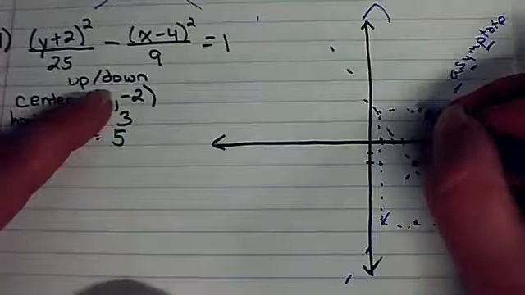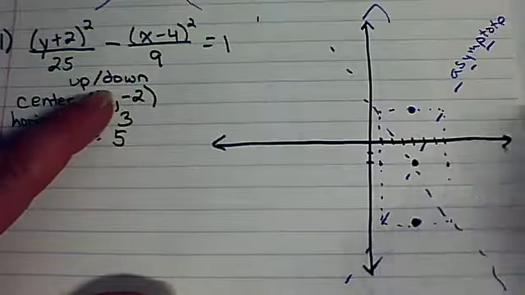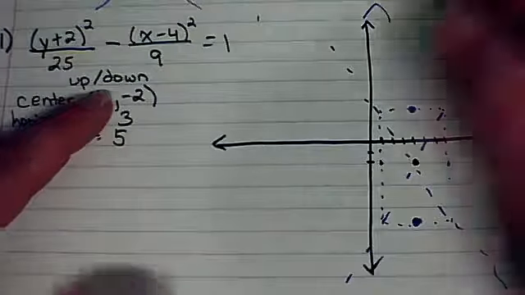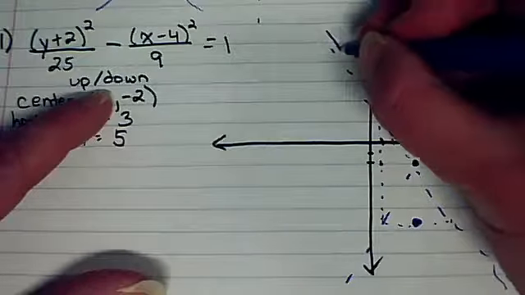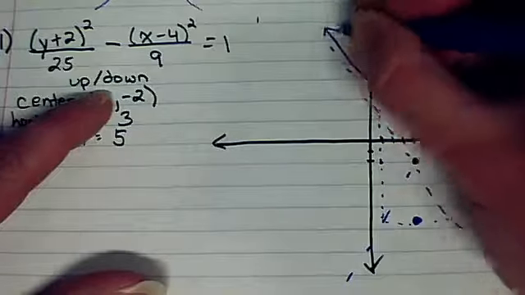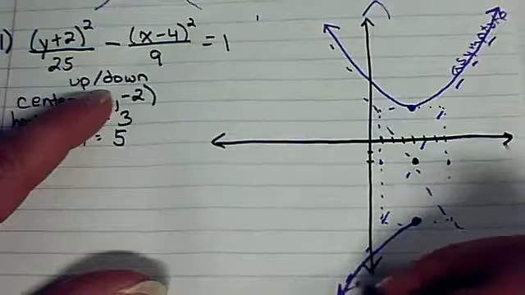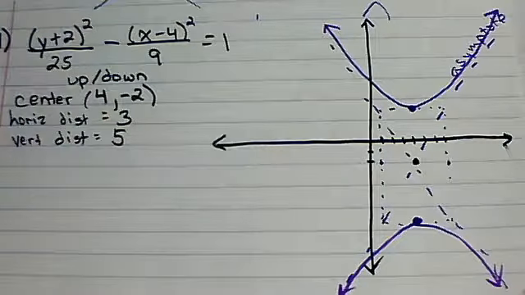Now, this one's opening up and down. So this point right here and this point right here are going to be my starting points. Now we're going to get really close to the asymptotes, but never touch. So that's how you would graph it.